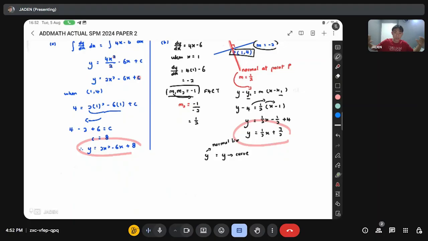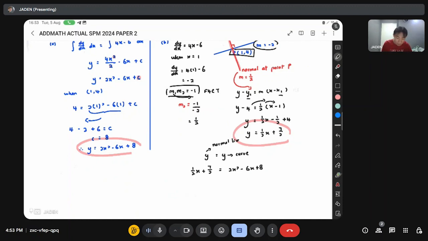So this one would actually mean they intersect. So I make sure my working steps, my jalan kira, align with what the question says. So y equal to y means I can write it here: 1 over 2x plus 7 over 2 equal to 2x squared minus 6x plus 8.